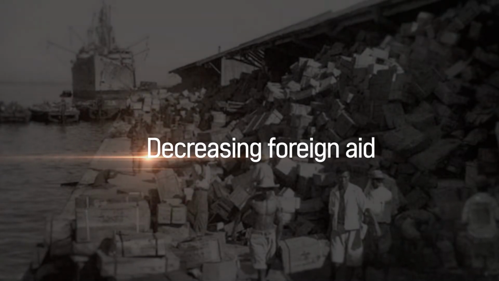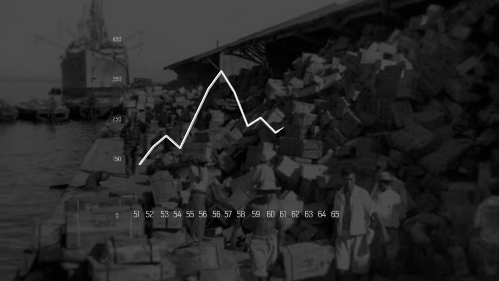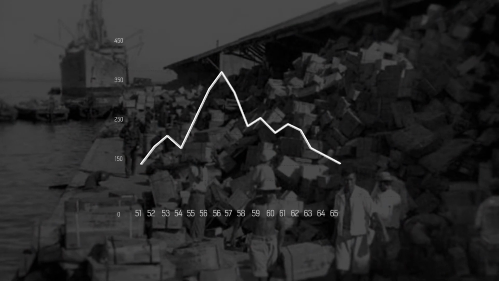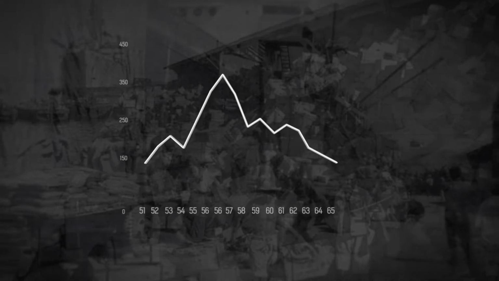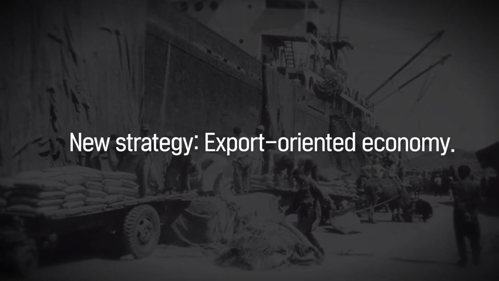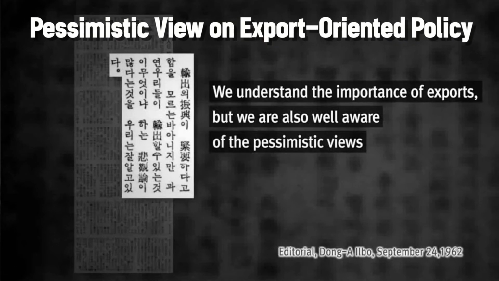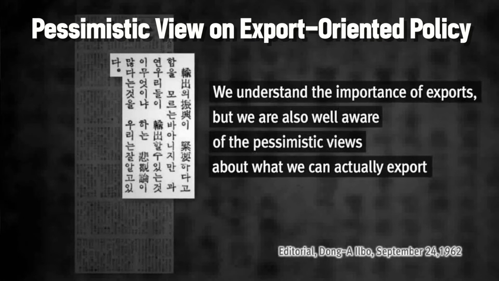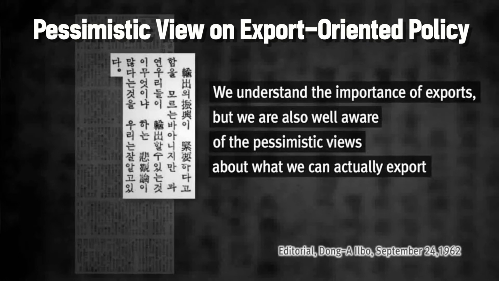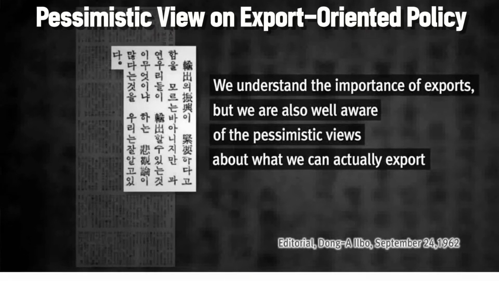In the 1950s, the South Korean economy was very much dependent on foreign aid. As the amount of foreign aid declined, however, Korea had to find new ways to sustain the foreign exchange reserve. This is when the policy goal shifted from import substitution to export promotion. Despite initial doubts and oppositions, Korea pushed forward with the export-oriented industrialization strategy.